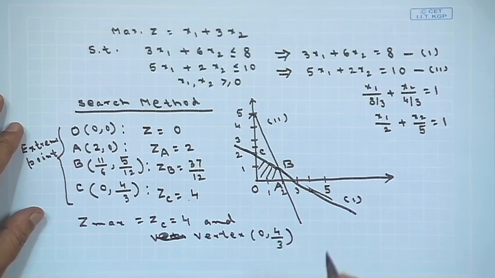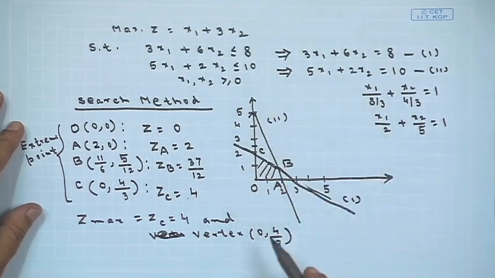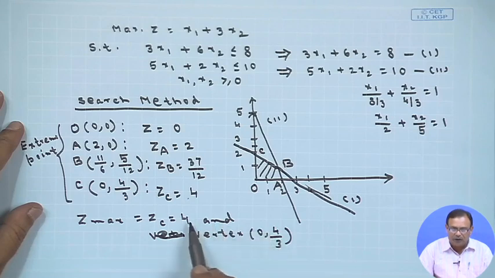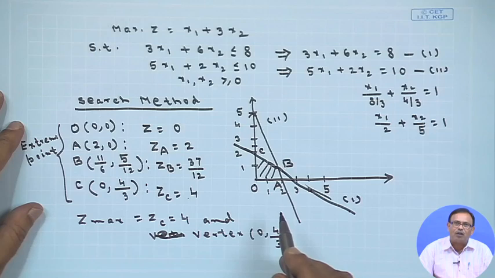So, the solution of your problem by using the graphical method is at the extreme point (0, 4/3). You will obtain the optimum value, that is the maximum value in that case, and the maximum value of the objective function is 4. I hope it is clear. I am repeating once more the steps.